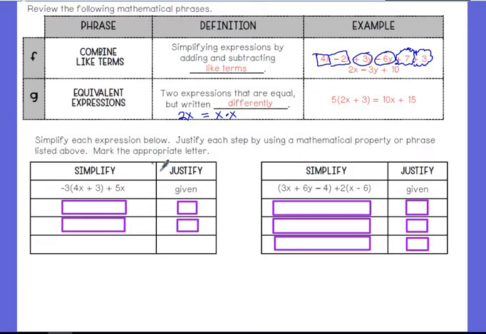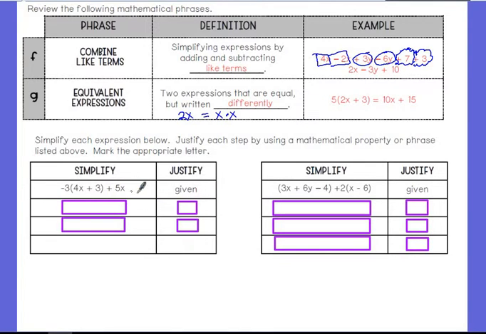Alright, we're going to simplify the expressions. Then we're going to write letters in the justified column that match our vocabulary words that we might be using on that step. So if we used distributive property, we would write the letter E for distributive property based on the chart above. Or if I used associative property of addition, I would write the letter A.